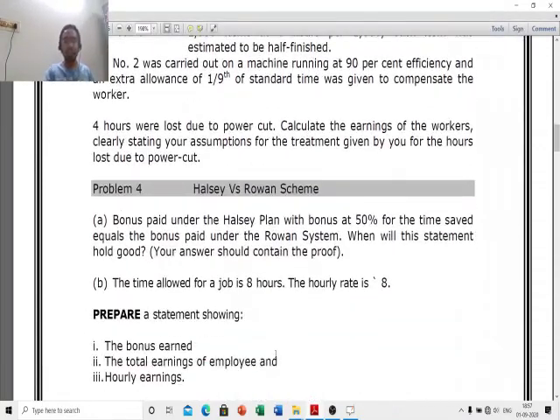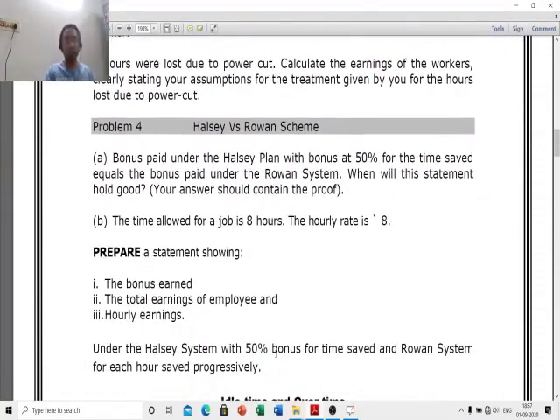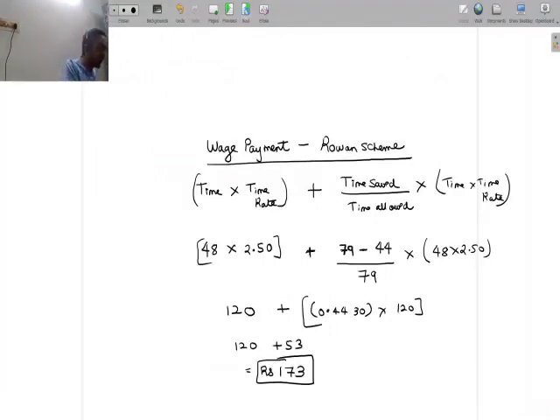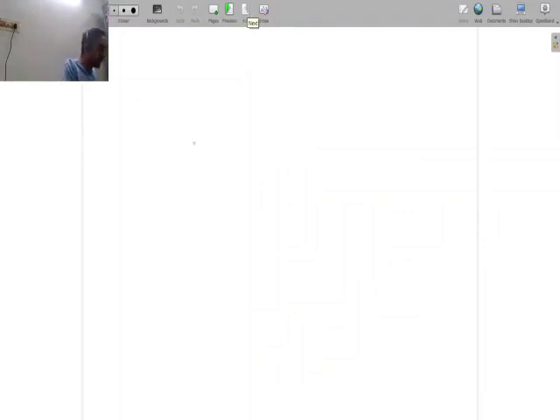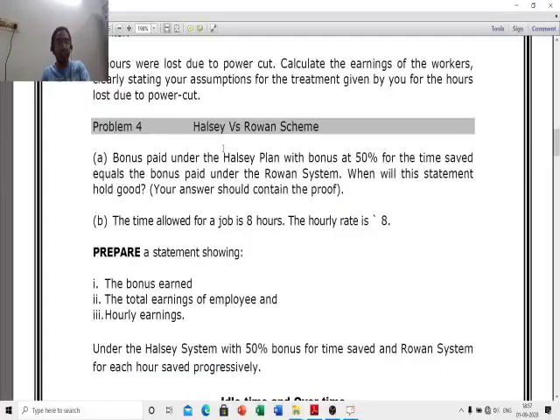Now let's look at the last question, with which we can wind up this discussion on the first part of the topic, which focuses on wage payment systems and bonus. Last question is pretty interesting. In fact, we will work less with numbers given in the question, but we are going to be looking at Halsey plan and Rowan plan from an interpretational angle. It's an interesting one. Halsey versus Rowan scheme, problem number 4.